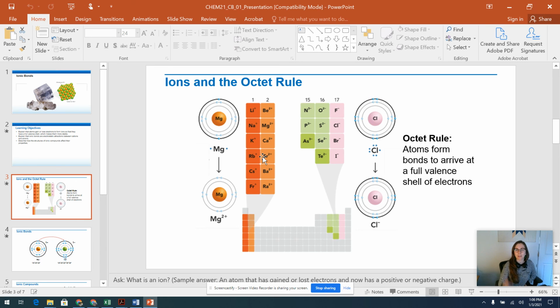So I'm going to explain in the next video how magnesium becomes an ion and forms an ionic bond instead of forming 6 bonds with another atom.